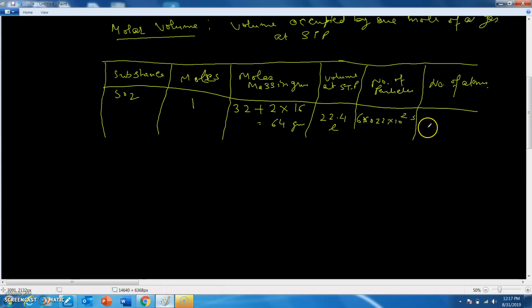And number of atoms, S atom is equal to 6.022 into 10 raised to power 23. And O atoms is equal to 2 into 6.022 into 10 raised to power 23, because oxygen is 2. In the same way we can find more.